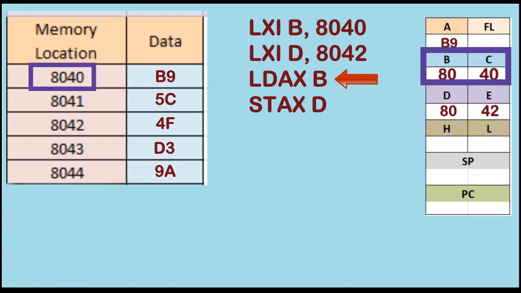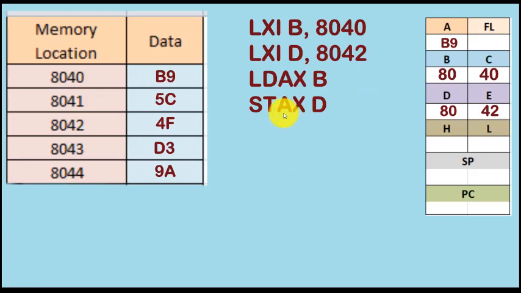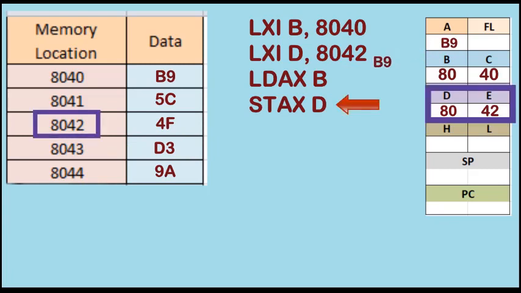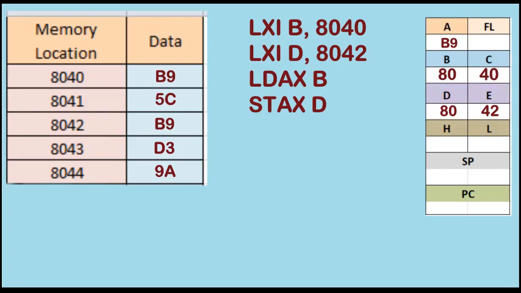Now with STAXD, STAXD says that transfer the data from register A to a memory location. Because it is STAXD, the memory location is pointed to by D and E. Now DE combined contains 8042. So this 8042 already has 4F. So the data B9 gets stored in this location, 8042, as you can see. This is actually an indirect way of storing the data.